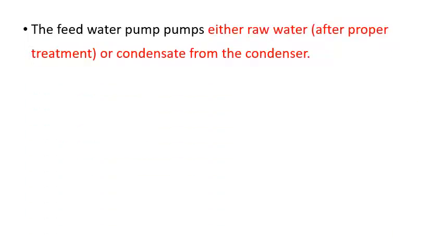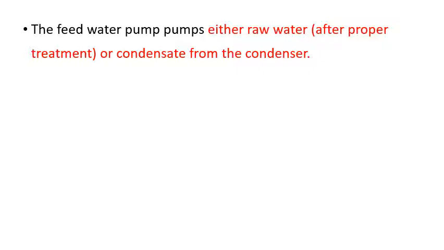The feed water pump handles either raw water after proper treatment or condensate from the condenser. The water from the river has to be taken through reverse osmosis. Then from the reverse osmosis, it passes to the pressure beds, so that it is treated properly with the resins in the mixed bed, then the DM plant. The DM plant is nothing but a demineralized plant. I want to remove all the minerals.